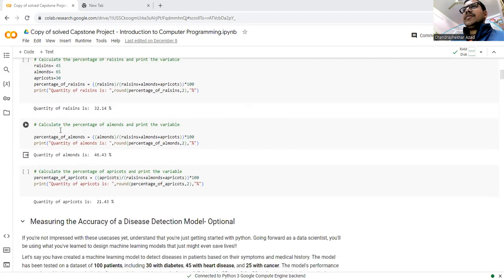And for calculating the percentage of almond, we use the formula, that is percent of almond is equal to weight of almond divided by total weight of ingredients into 100. And the print function will print the quantity of almond is, and the round function will round off the figure after 2 decimal places, and the percentage sign will come here. So the result is quantity of almond is 46.43%.